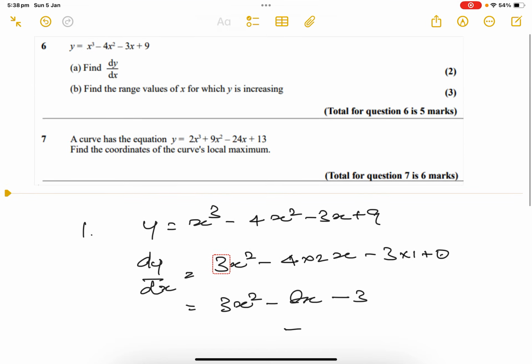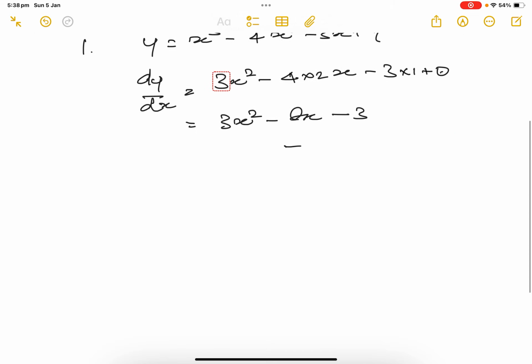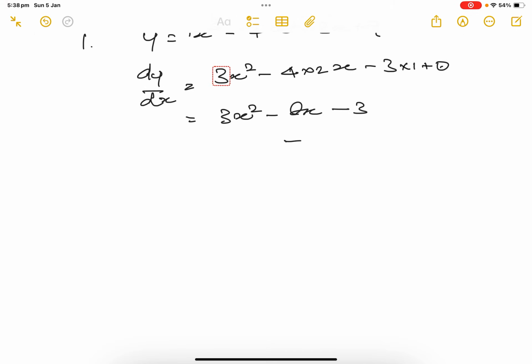Let's look at part 2, or part B. Find the range of values of x for which y is increasing. In other words, the range of values of x when dy over dx is greater than 0. So dy over dx is greater than 0.